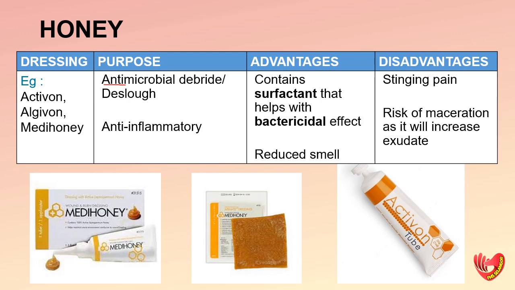Honey has antimicrobial properties that can be used for debride or desloughing wound. It also has anti-inflammatory properties. Honey contains surfactant that helps in bactericidal effect, and it helps in reducing smell of the wound. However, it might have some stinging pain and also risk of maceration, as it will increase exudate.